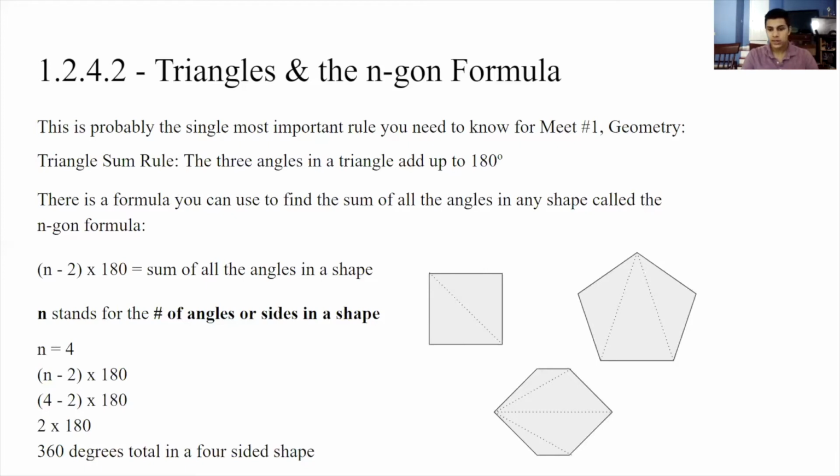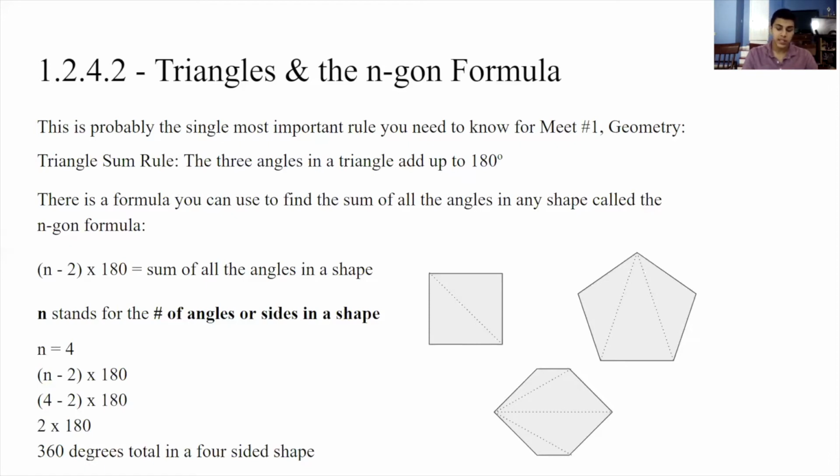In the pentagon, it's cut into 3 triangles. And in the hexagon, it's cut into 4 triangles. In each triangle, there's 180 degrees total. Because of our triangle sum rule, we know that all the degrees in a triangle is 180 degrees. So if there are 2 triangles in a square, or in a four-sided shape, that means there are 360 degrees total, because 180 degrees per triangle. In a 5-sided shape, we can make 3 triangles. And that means that there has to be 540 degrees total, because 180 per triangle times 3 is 540.